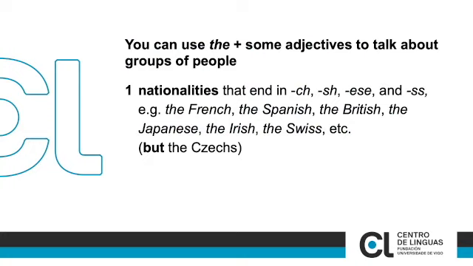Okay, we can use the plus some adjectives to talk about groups of people, such as nationalities that end in ch, sh, ese, and ss. For example, the French, the Spanish, the British, the Japanese, the Irish, and the Swiss, okay? But not the Czechs, even though Czech ends with ch, we call them the Czechs.